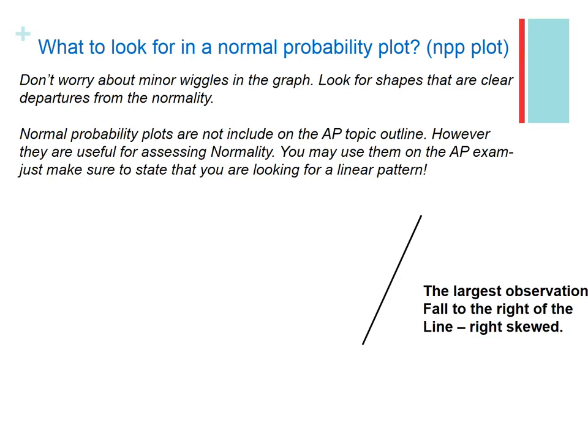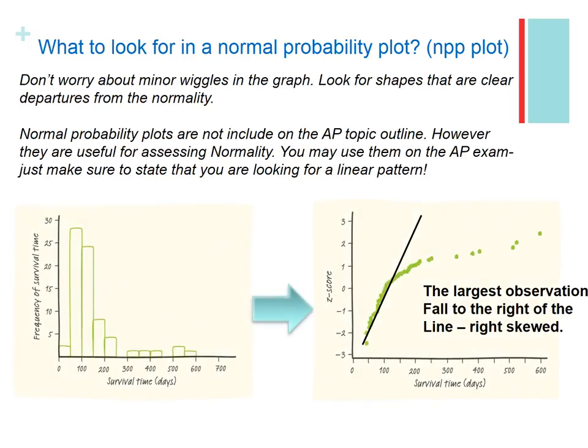When we're looking at normal probability plots, don't worry about minor wiggles in your graph. We're looking for shapes that are clear departures from normality. Please understand that normal probability plots are not on the AP topic outline. However, they're useful for assessing normality. You can use them on the AP exam, just make sure you state that you're specifically looking for a linear pattern.